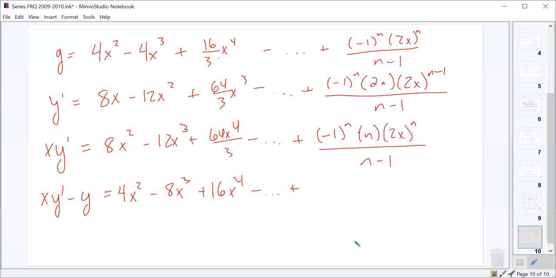And then what do we make this series look like? We're subtracting off of it this, right? So negative 1 to the n times n times 2x to the n over n minus 1. What does that become if I take this and subtract this?